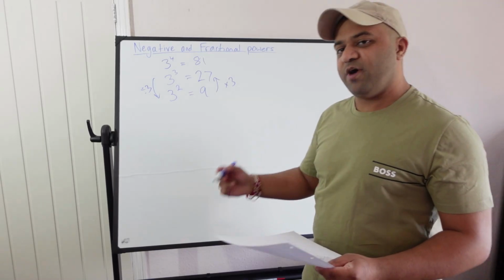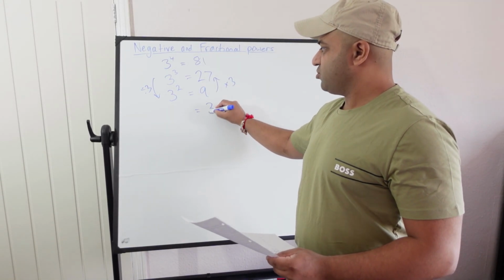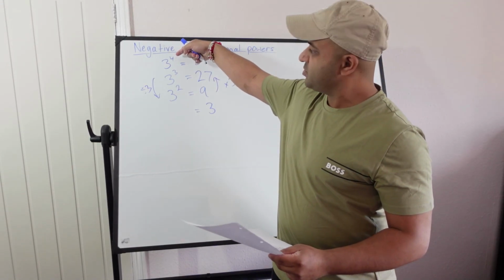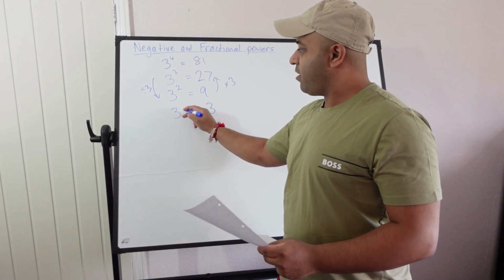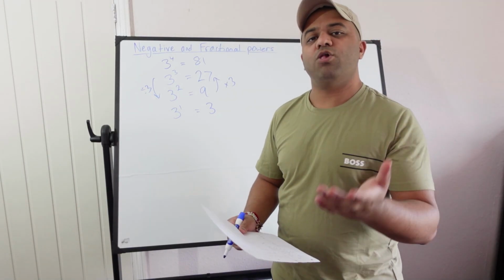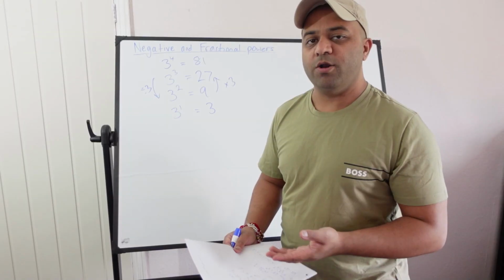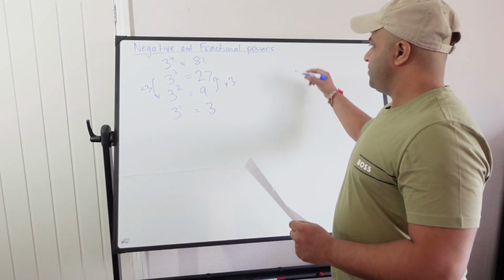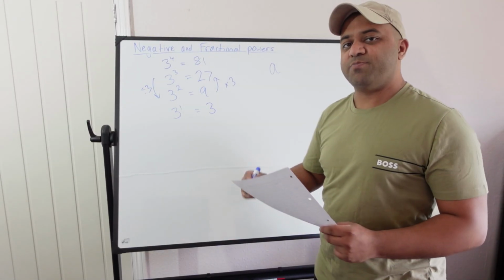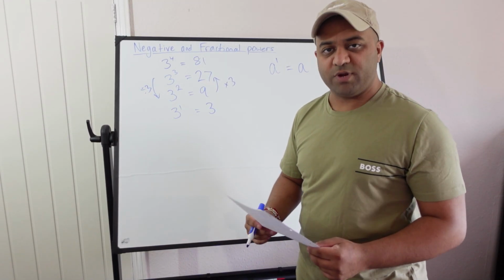So by dividing by 3, 9 divided by 3 will give us 3. And if you look at the powers, 4, 3, 2, the next power is power 1. So you might already know that any number raised to the power of 1 is itself. That's the first rule that we'll write down. Anything to the power of 1 is simply the number itself.